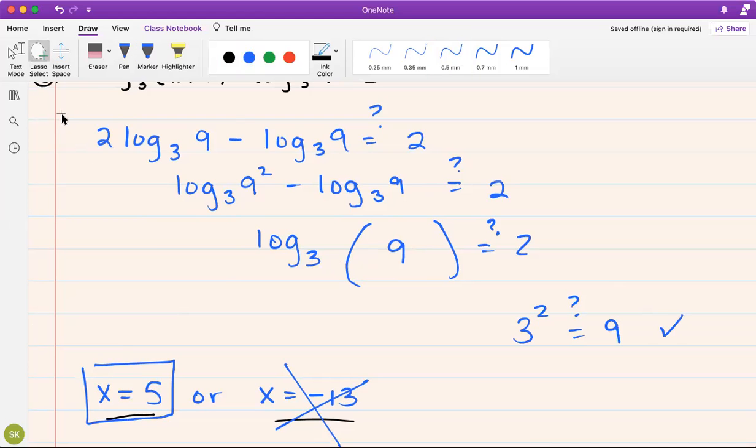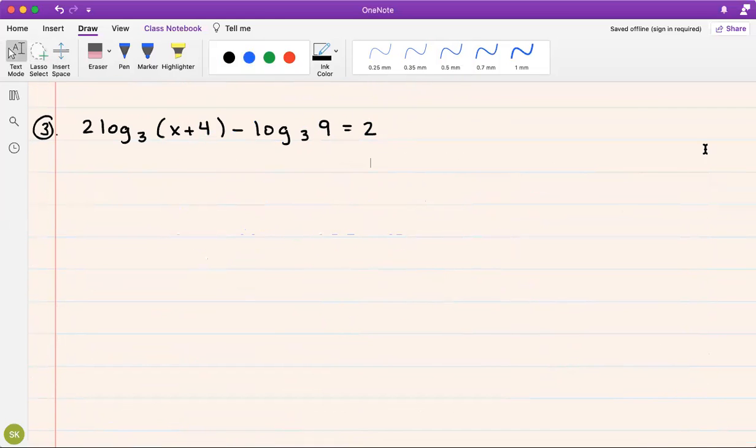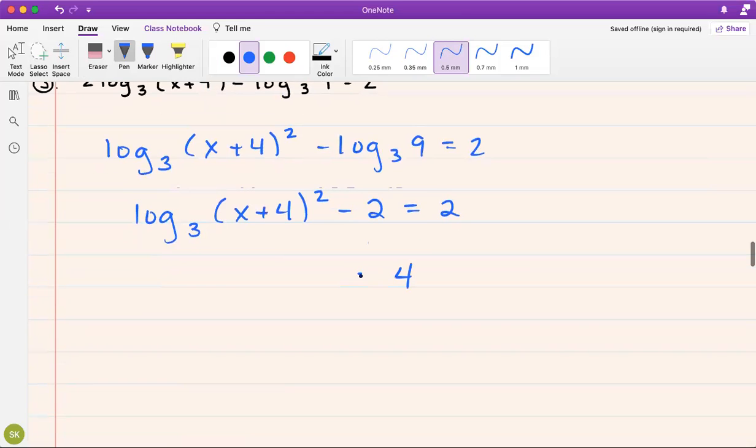I did want to mention that there was another way to solve this problem, just in case you might see something different. Everybody sees different things when they look at a problem. So the first thing we did was we wrote this as log base 3 of x plus 4 squared minus log base 3 of 9 is equal to 2. And right here immediately you could simplify this log because log base 3 of 9 is 2. So this would be log base 3 of x plus 4 squared minus 2 is equal to 2. I'm just simplifying this log. And then move the 2 to the other side.